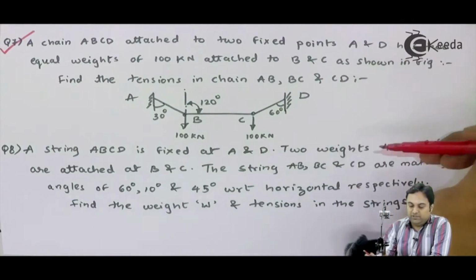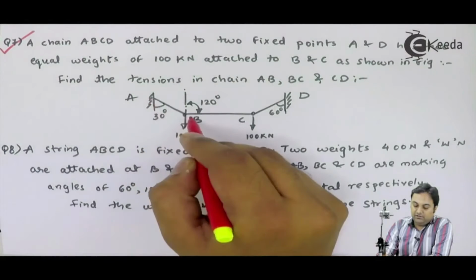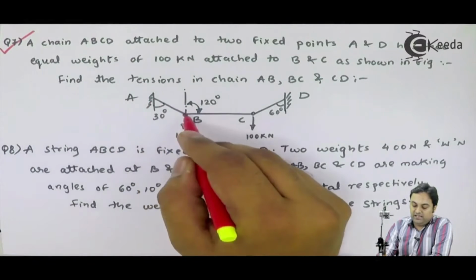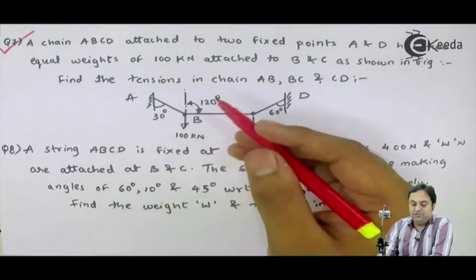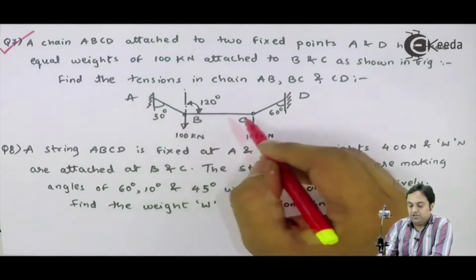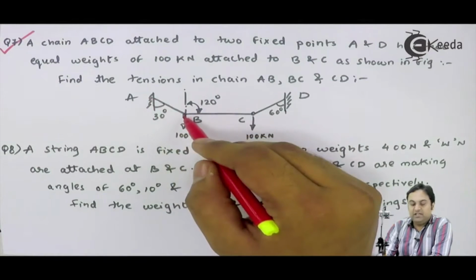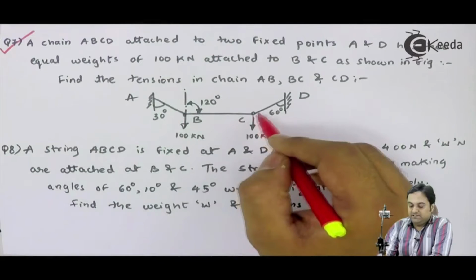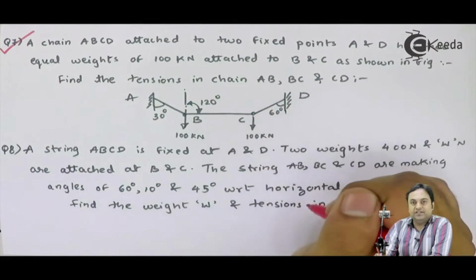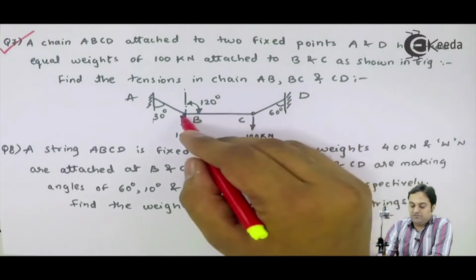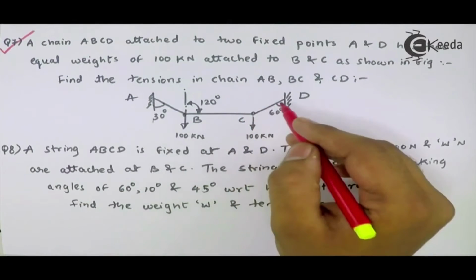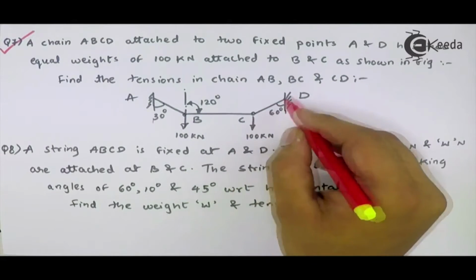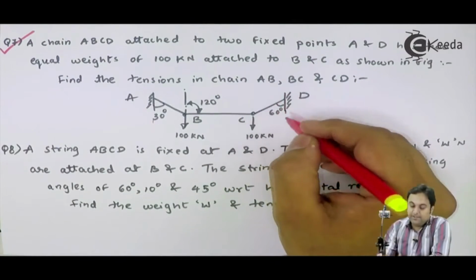What is the question actually? Here we have a chain. It is called chain ABCD. But if you consider this, it is divided into three parts. That is, first is chain AB, then chain BC, and at last we have chain CD. Inclination of chain BC with vertical is 120 degree. Next, inclination of chain CD with vertical is 60 degree.